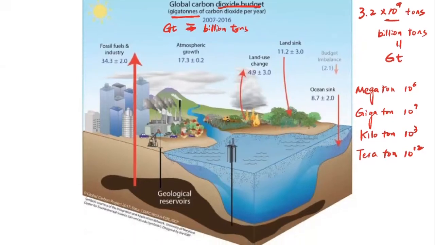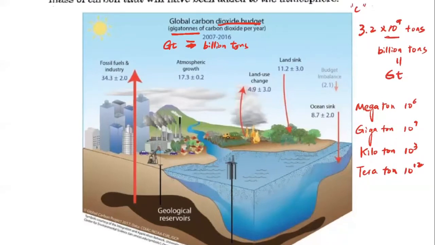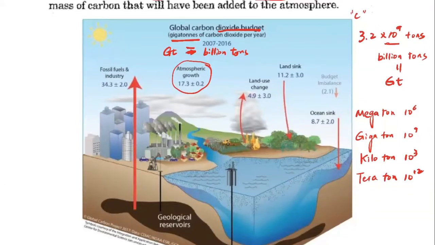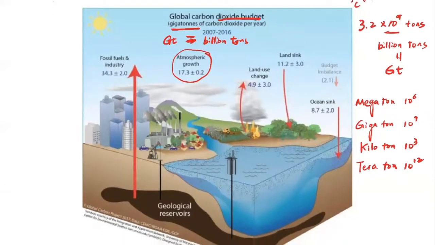Okay, so if you do a calculation, you can find out that over these 9 years, the atmospheric growth of the carbon is around 17.